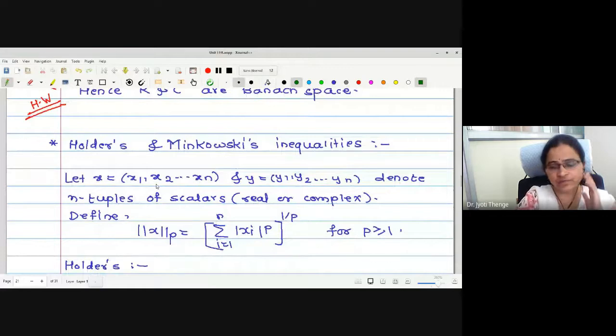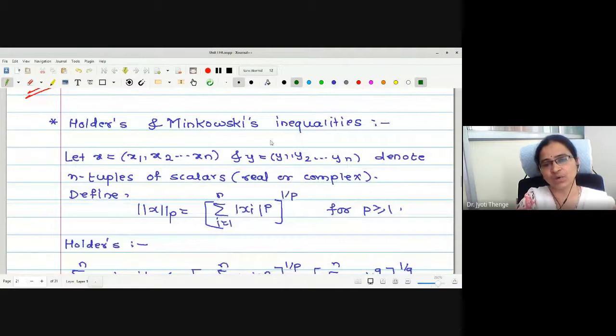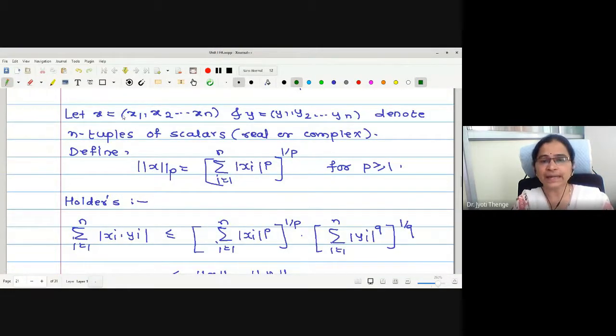Then later we have seen some famous inequalities which are helpful for us in order to prove the next examples related to n-dimensional spaces. The inequalities are Holder's inequality and Minkowski's inequality. This is related to n-tuple vectors, and the norm is defined like this: norm p equals summation of |xi| raised to p, whole raised to 1 by p.